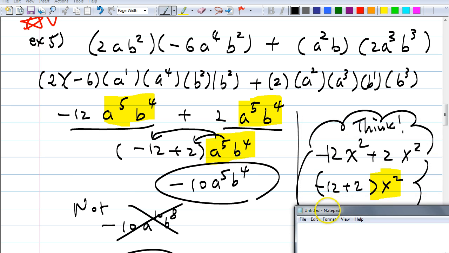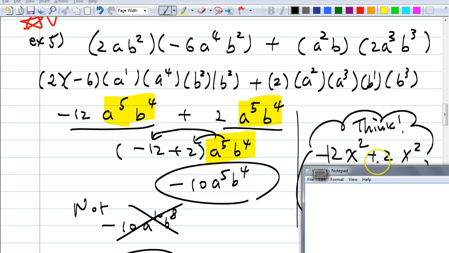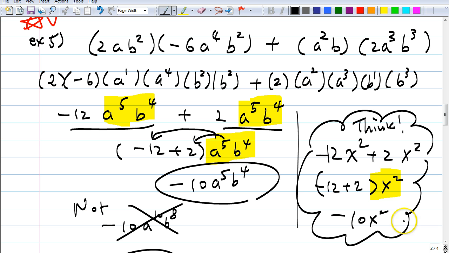Think about this. If I have negative 12 x to the second plus 2x to the second, does it become negative 10 x to the 4th? No. Of course not. That stays the same, doesn't it? So please remember that because I am using the distributive property backward, this is called the common factor. A to the 5th, b to the 4th stays the same, the common factor. Does that make sense? Any question? Raise your hand. Are we good? All right, then.